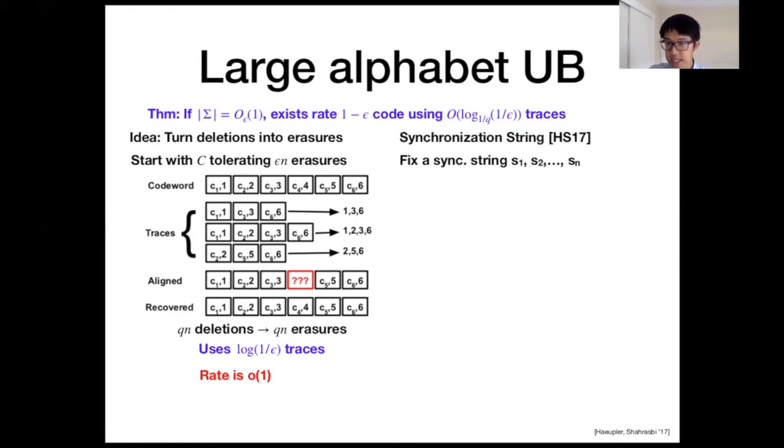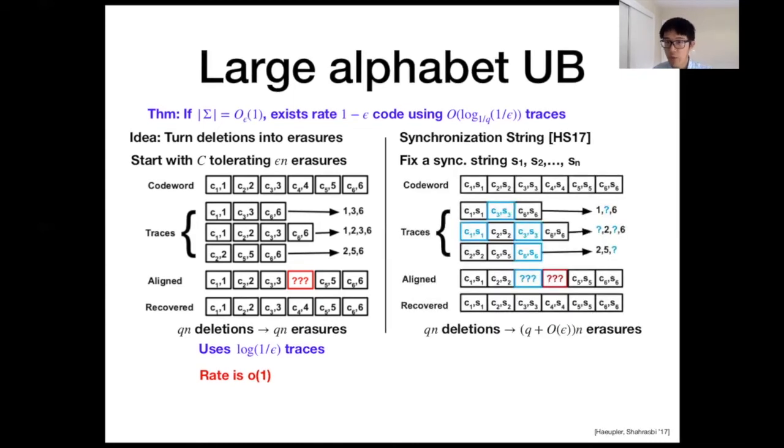So you fix this thing called a synchronization string S1 to Sn. I won't formally define these, but you can think of these as functioning like the 1 through n on the left. So now you have your code word, you send it through the deletion channel, you get your traces, and the synchronization string has the property that you can basically do the same alignment step, possibly with a few more erasures. So now in every trace, you've turned qn deletions into a little more than qn erasures.